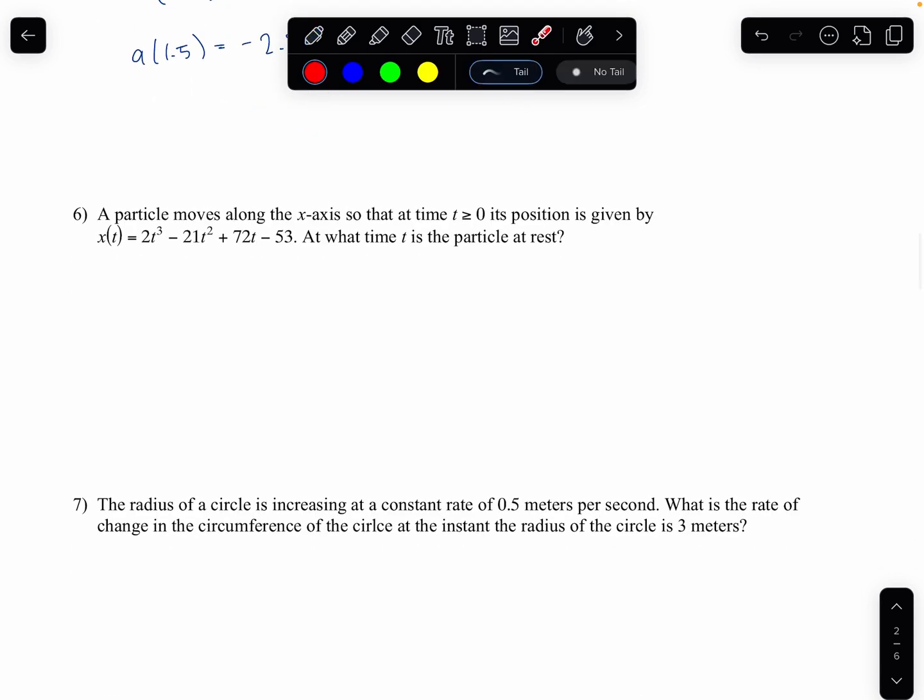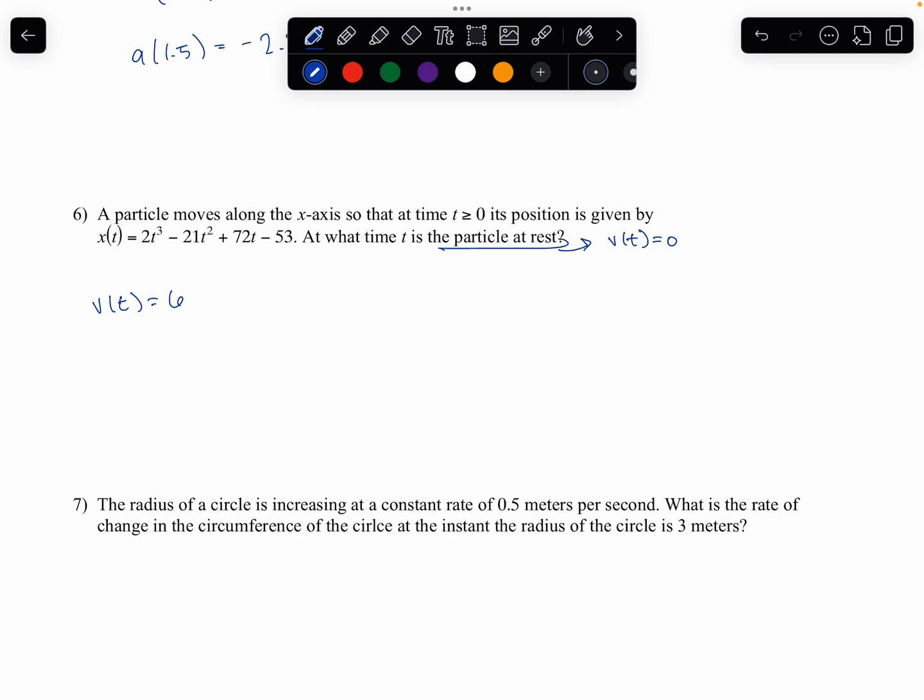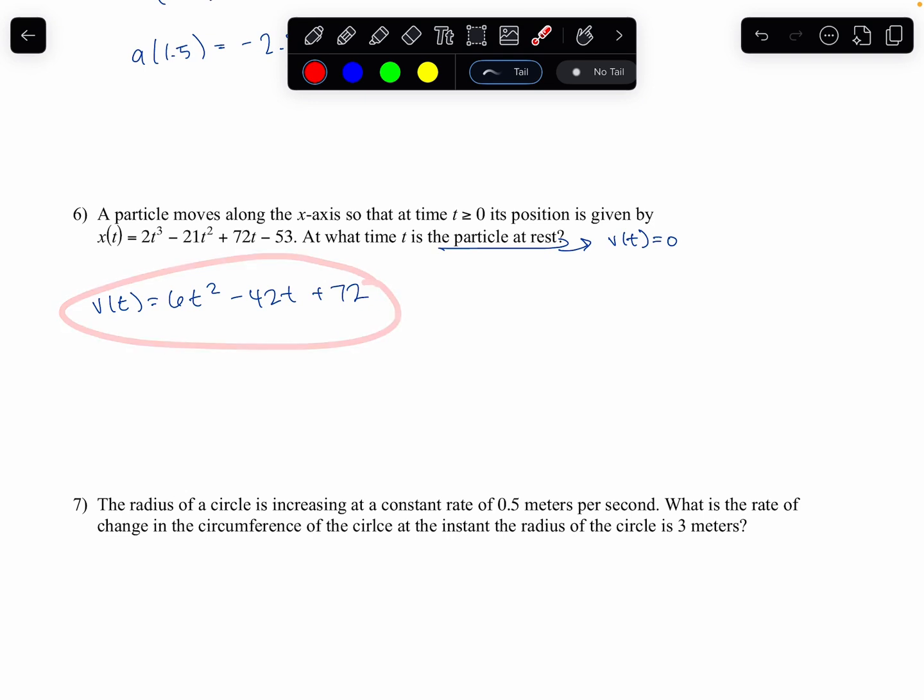Okay. A particle moves along the x-axis so that at time t greater than 0, its position is given here. At what time is the particle at rest? So I have the position function, and I want to know when the particle is at rest. So that's going to be when v of t is equal to 0. So I'm going to need to take the derivative of this. So v of t is equal to 6t squared minus 42t plus 72, and I'm just gonna graph that. You can also factor this if you want to do that instead.